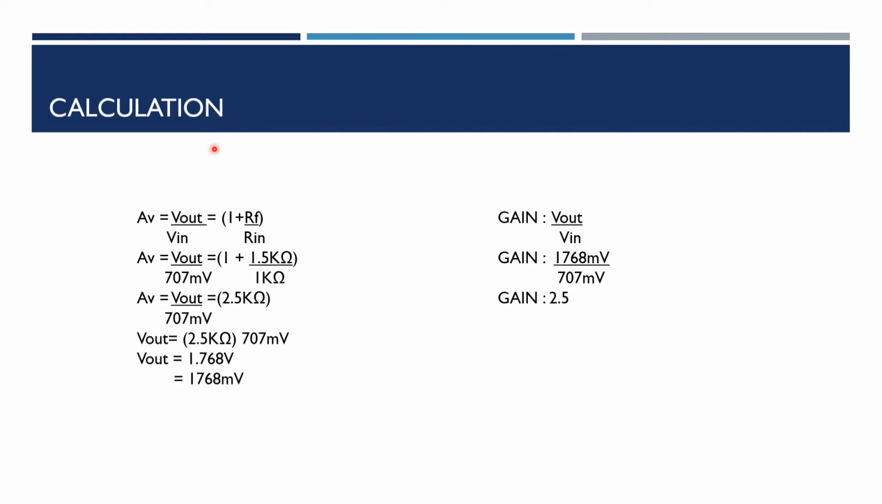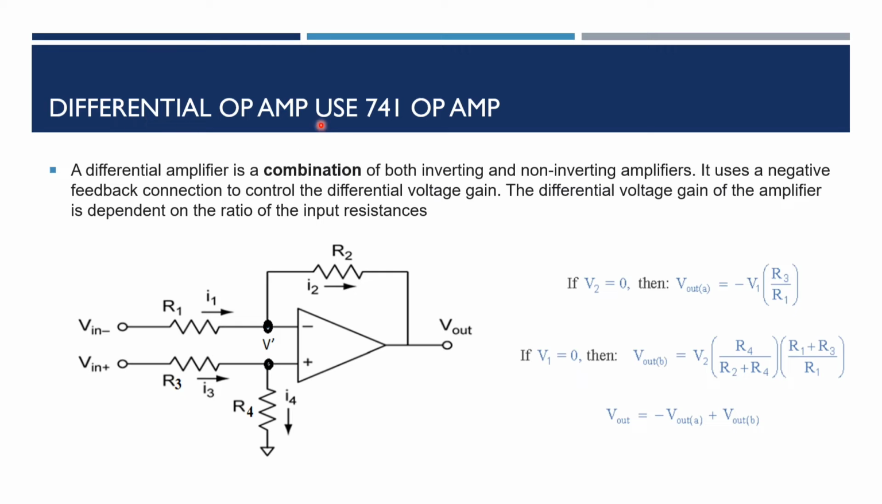The calculation for the non-inverting amplifier is Vout divided by Vin, and 1 plus RF divided by Rin, which gets 1.768 volts, converted to millivolts, 1.768 millivolts. For the gain, Vout divided by Vin gets 2.5 for the non-inverting amplifier.